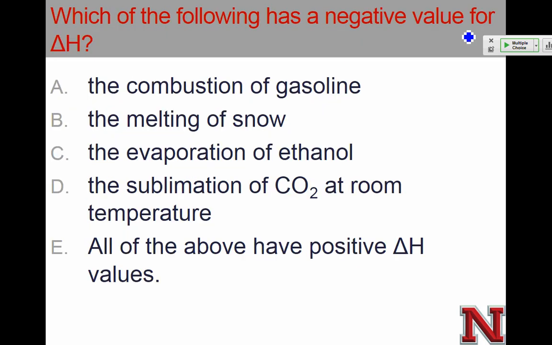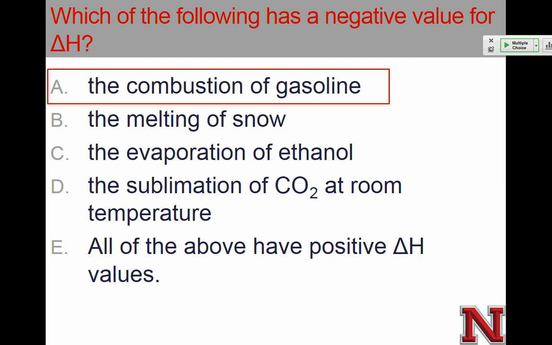So when we're looking at this, combustion is going to give off heat. We're looking at the melting of snow. Melting of snow is taking in heat from the surroundings, so that would be endothermic. Evaporation of ethanol is again taking in heat energy to go from one state to another. Sublimation is, remember, going from a solid to a gas without going into the liquid state. So like CO2, dry ice. Dry ice is just CO2 in the solid form, and it sublimates; dry ice doesn't form a liquid. It goes straight from the solid to the gas.